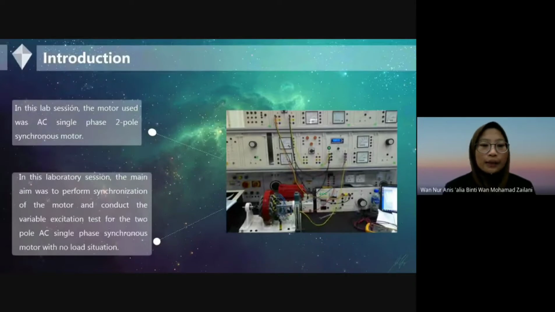So, in this chapter 4, AC single phase 2-pole synchronous motor lab session, I will explain a bit about this lab. Basically, there are two types of AC motors which are synchronous and asynchronous. In this lab session, the motor used was an AC single phase synchronous motor. Moreover, a single phase synchronous motor is most likely to operate at a constant speed with low efficiency.